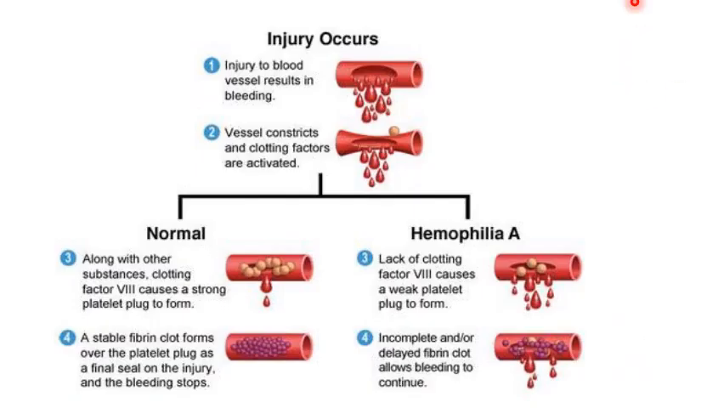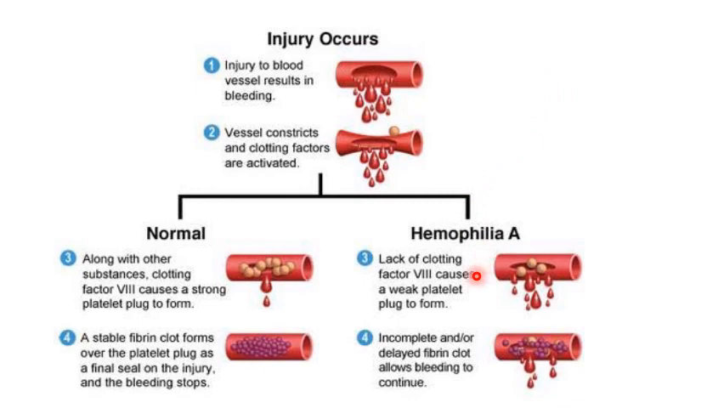So in this slide, we'll compare what happens when an injury occurs in a hemophiliac compared to a normal person. So in a normal person, after an injury occurs, the vessel will constrict and the platelets will form a strong platelet plug. Fibrin will then reinforce this platelet plug and form a strong fibrin clot, and then bleeding will cease.